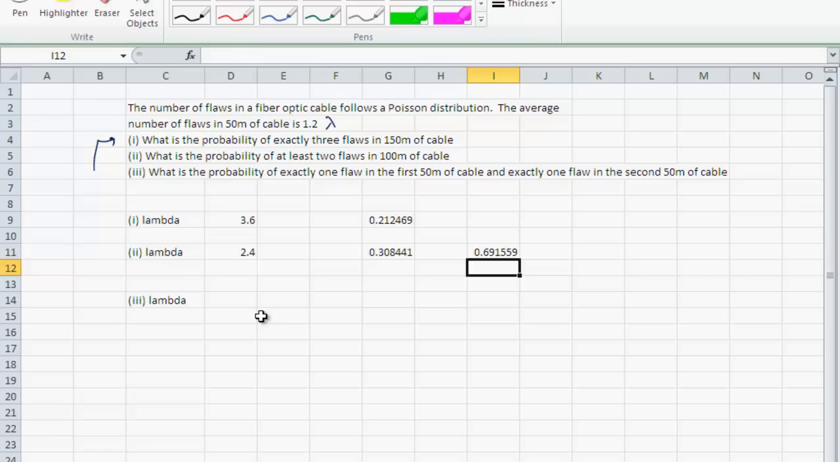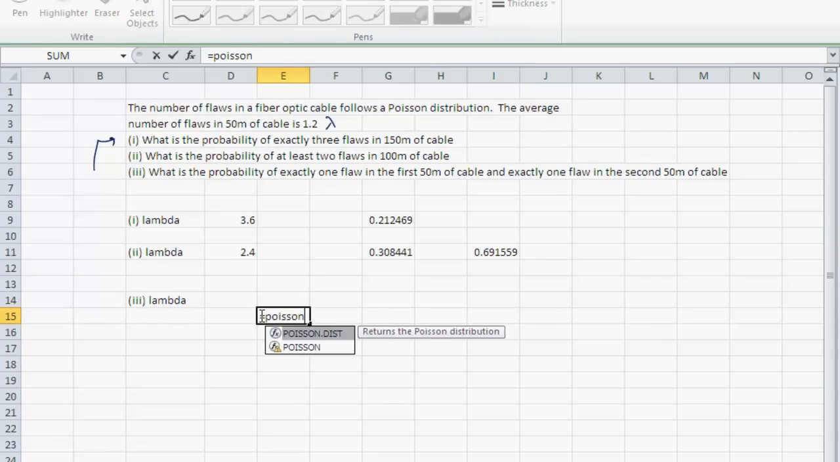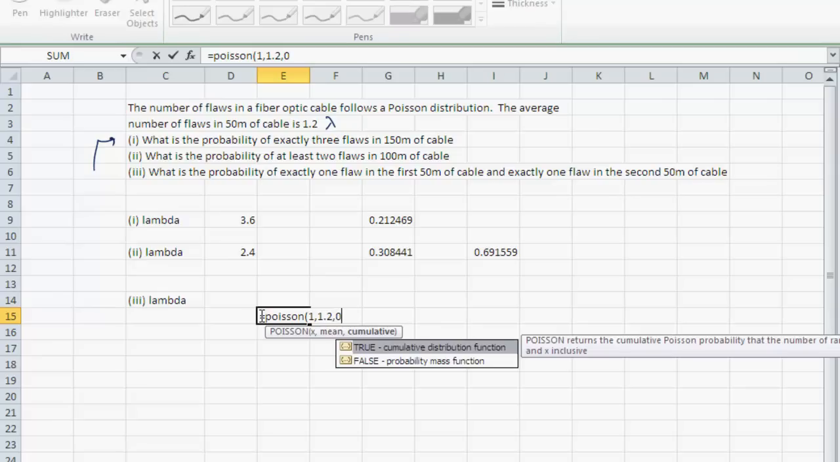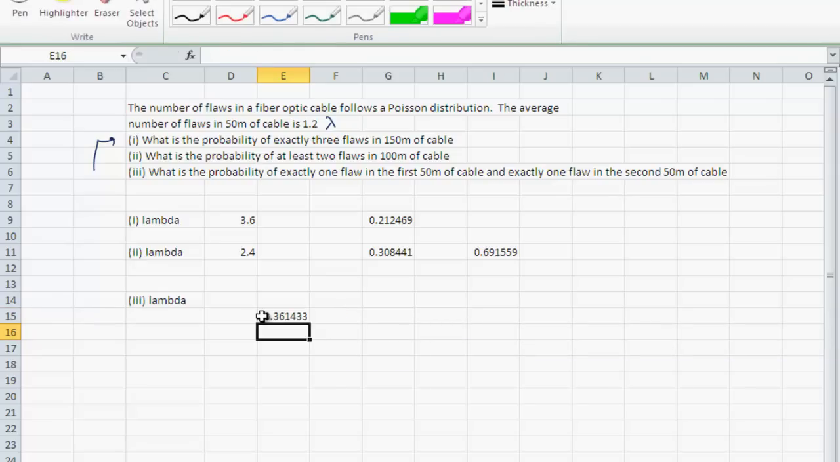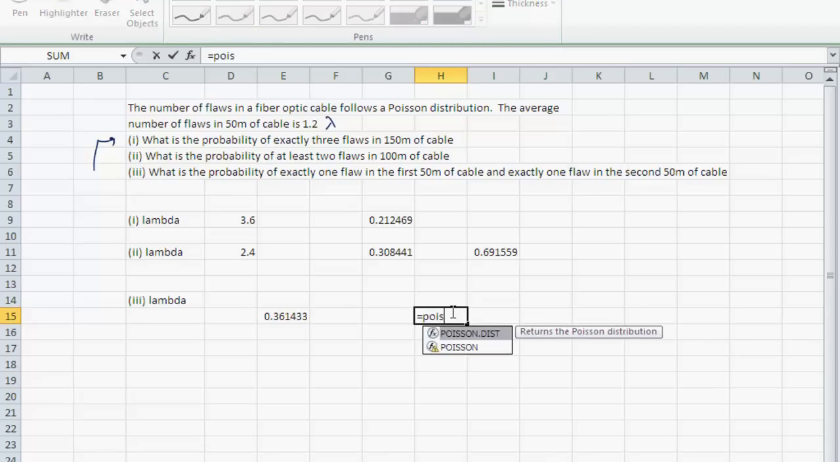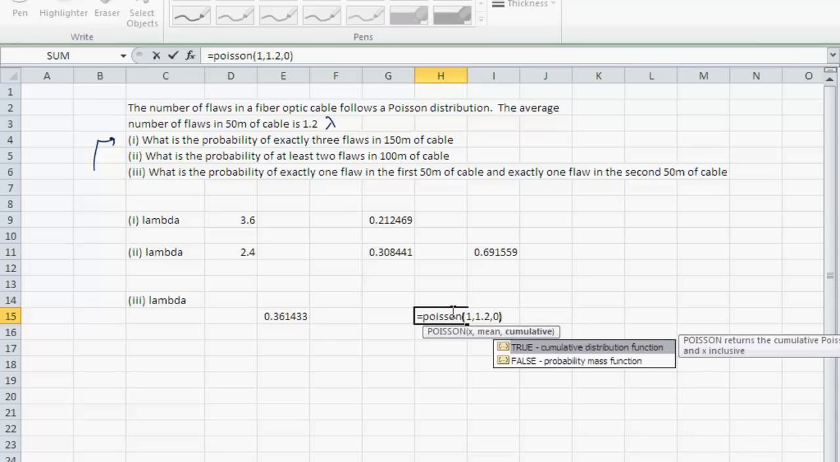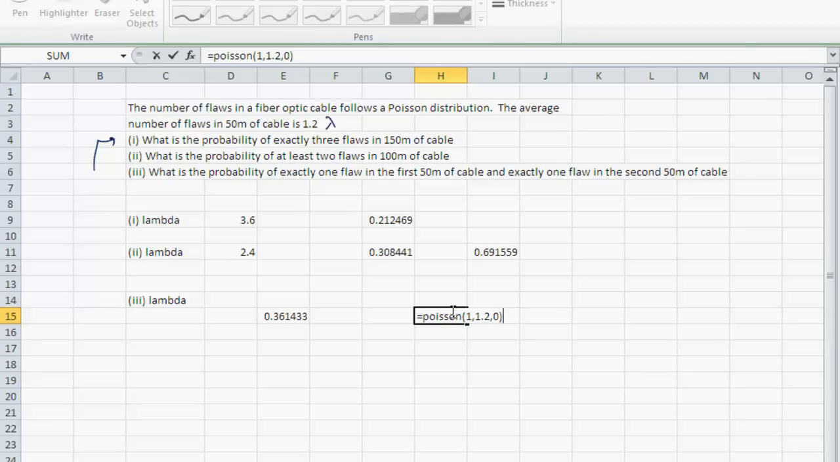So let's compute the first one. The likelihood of exactly 1 flaw in the first 50 meters is Poisson 1 flaw. The mean is 1.2 now because we're looking at 50 meters of cable, and I'm not looking at a cumulative probability here. So that's 0.36. The probability of exactly one flaw in the second 50 meters of cable is also Poisson one flaw. The average is 1.2, and I'm looking at exactly that one spike. It's not a cumulative probability, so that third parameter is 0. So there I have it, 0.36, 0.36.